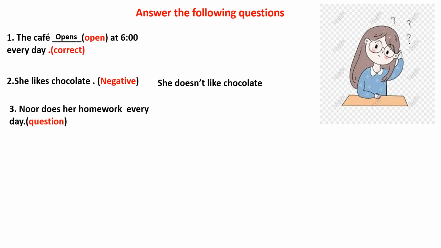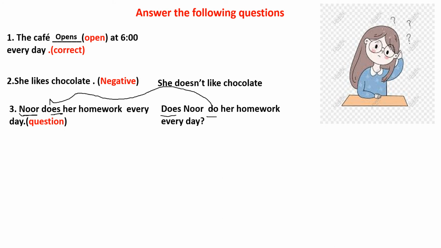Three. Noor does her homework every day. Question. Here we have Noor, singular. How can I make it a question? Does Noor do her homework every day? Because we have a singular subject. لذلك استخدمنا أداة استفهام does، بعدين أنزل Noor، بعدين الفعل مالتي هو do. إحنا قلنا إذا أداة الاستفهام مالتنا does هي راح تاخذ الاس مال هذا الفعل، فراح تبقى do. الفعل كان does وتحول إلى do لأن خلينا أداة استفهام does اللي هو الفعل المساعد.